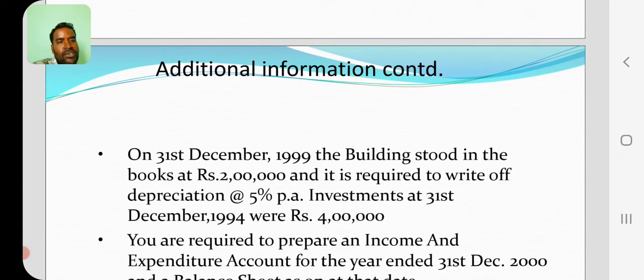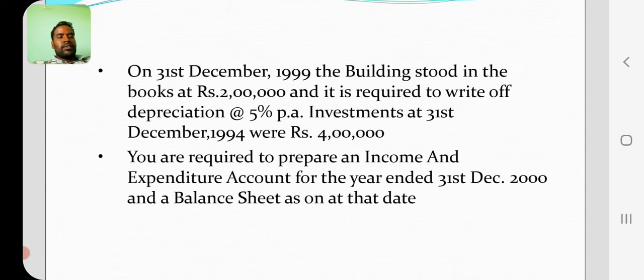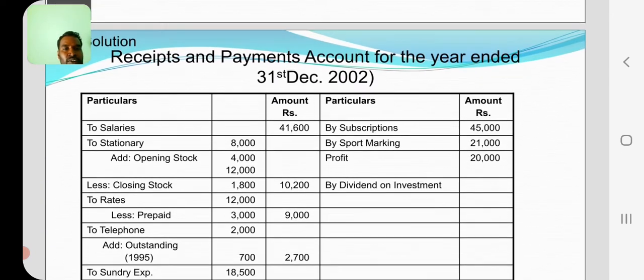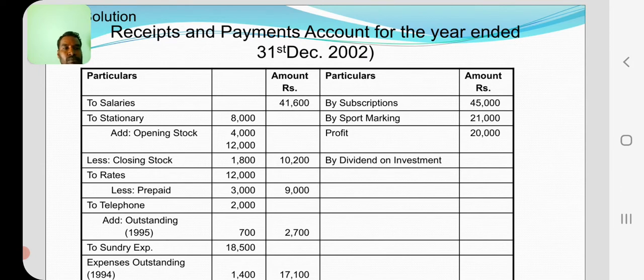So these are the adjustments. So additional information is there. Consider all these. So on 31st December 99, the building stood on the books at 2 lakhs. It is required to write off depreciation at 5% per annum. Investments at 31st December 94 were rupees 4 lakh. You are required to prepare income and expenditure account and balance sheet. Okay. So see here, preparing receipts and payments account.